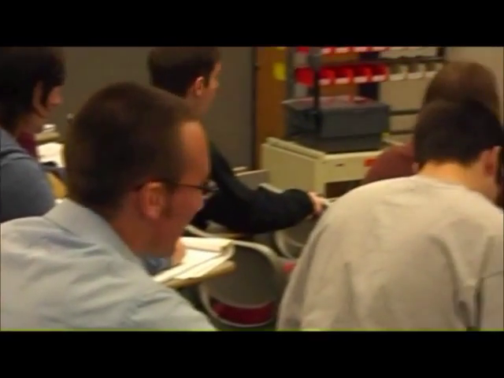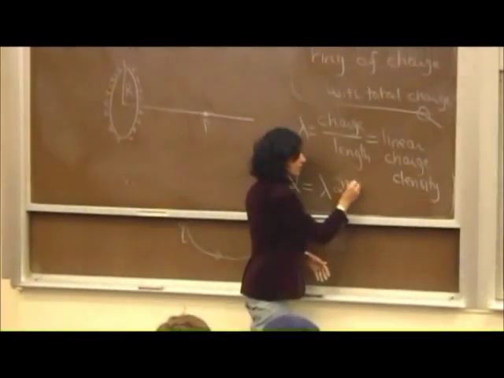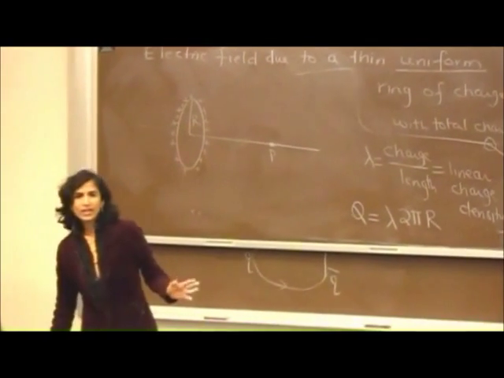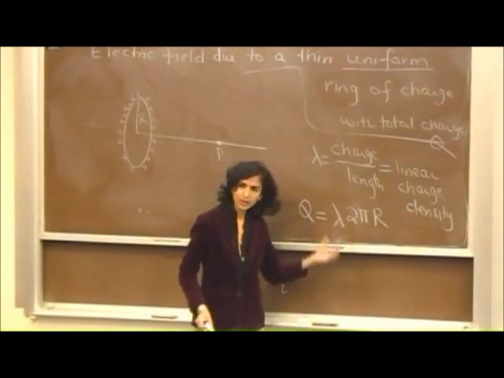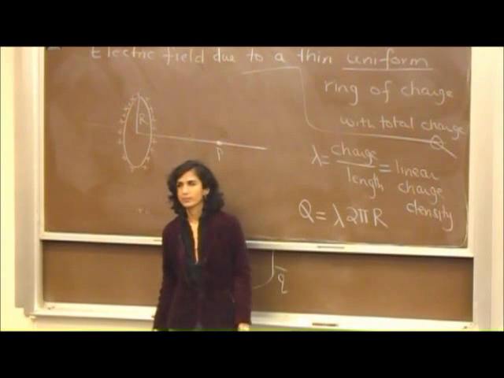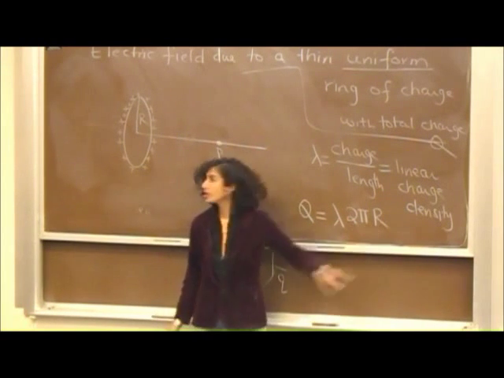Multiply lambda by the circumference of the ring. Very good. You multiply it by the circumference, which in this case will be 2 pi times r, right? Do you see that if this is the charge per unit length, you multiply it by the total length, you get the total charge, right? Is this making sense? This is the circumference of this ring.